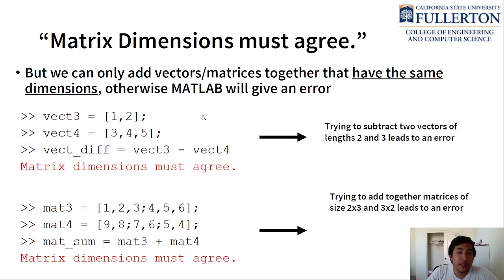In this example, we are trying to add together two vectors of different lengths: one has a length of 2, the other has a length of 3. When you try to subtract them, MATLAB gives you an error because it doesn't know what to do, since you can't add or subtract vectors of different lengths. Same thing with these matrices here. I'm trying to add together a 2 by 3 and a 3 by 2. This leads to an error.